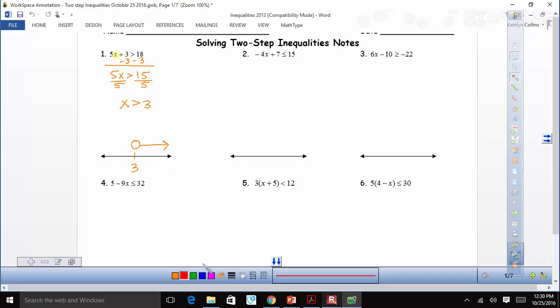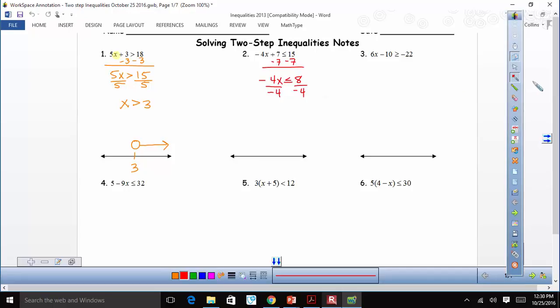Okay, so for number 2, again, we're going to try to get x by itself. So Leah, what would you move first to get x by itself? Very good. We subtract 7 from both sides. That would give us a negative 4x is greater than or equal to 8. Okay, and then what would we do next to get x by itself? Very good. We divide by negative 4.